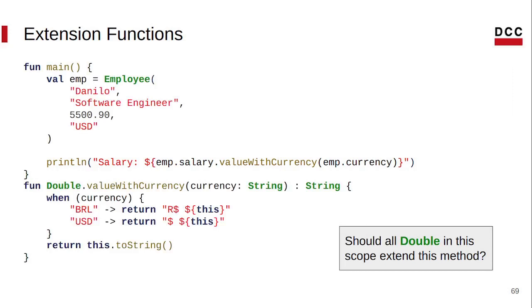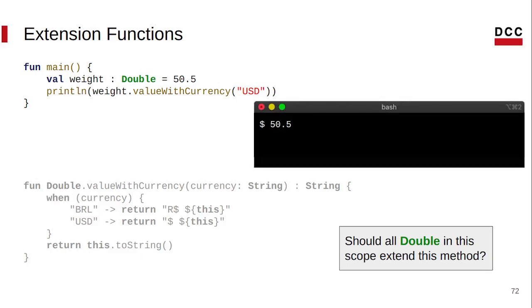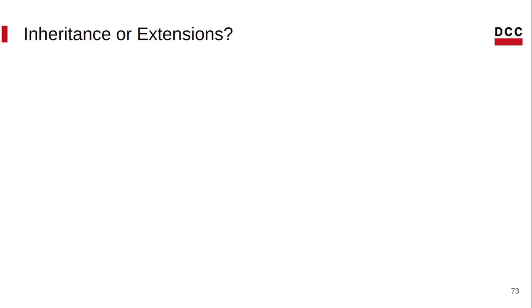But should all double types in this module extend this method? Suppose that our main function creates a double variable called weight. Since weight is a double data type, we can do something pretty weird. We can print the weight with a currency symbol. Here is our output. In order to define the scope of an extension function, we need to analyze the context of a problem.